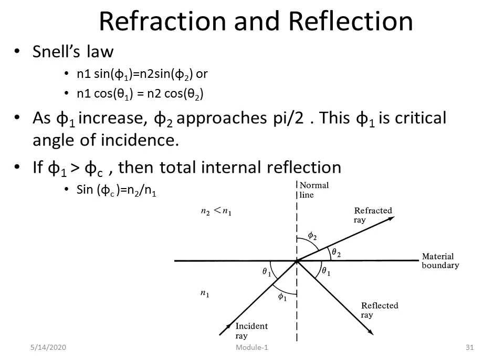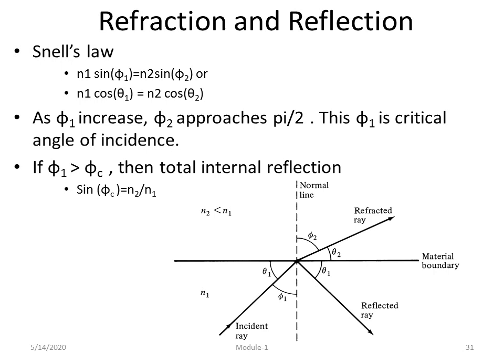n1 is the refractive index of one medium and phi 1 is the angle of incidence. n2 is the refractive index of the other medium, and phi 2 is the angle of refraction. What is the refraction angle? When phi 1 increases, phi 2 approaches pi by 2. So this phi 1 is the critical angle of incidence.